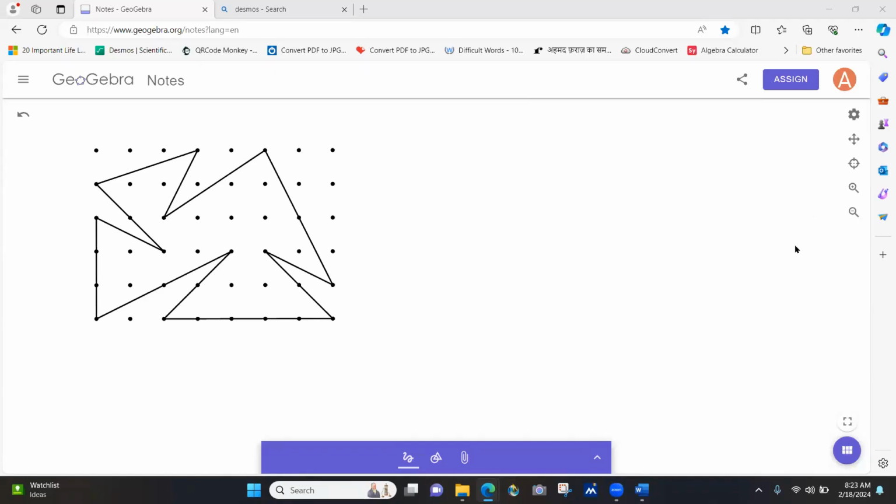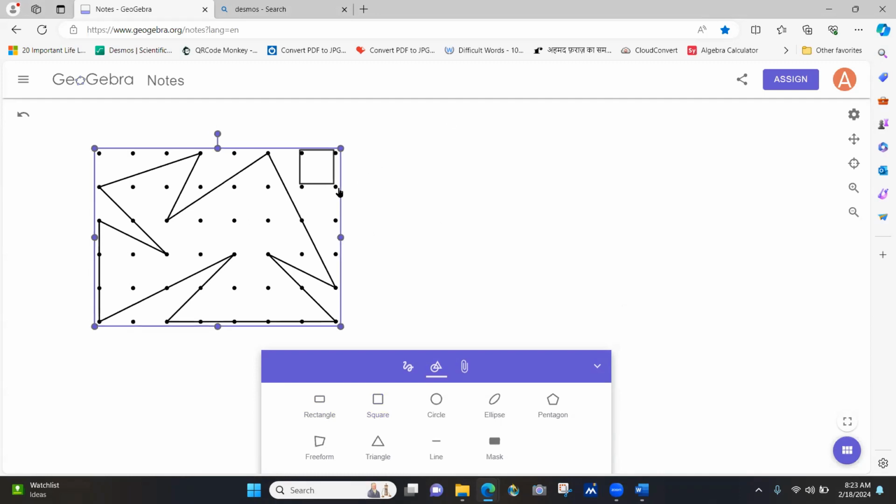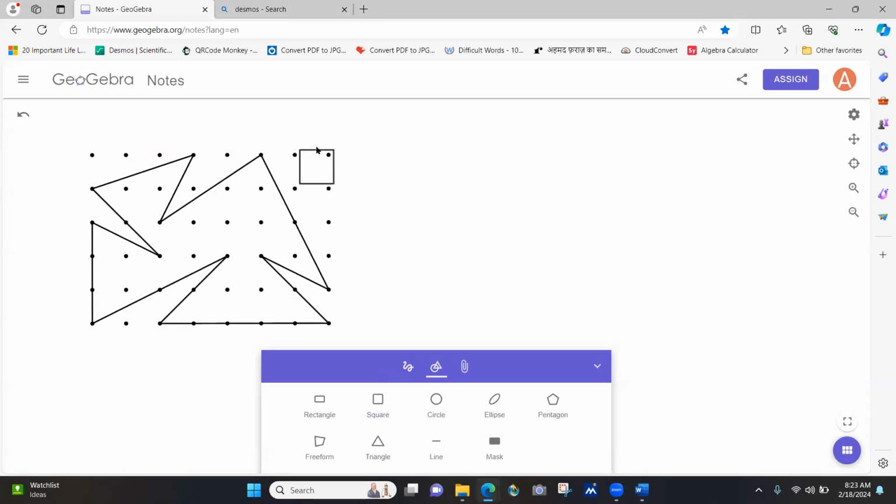So, guys, we're going to solve this problem. We are supposed to find the area of this irregular polygon, and we will be given that this is a square grid. That simply means this is a unit square. Okay? We have to find the area of the inside.